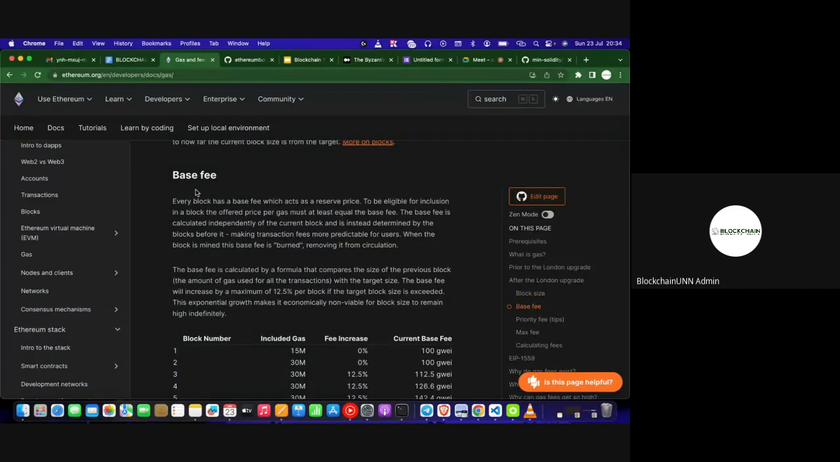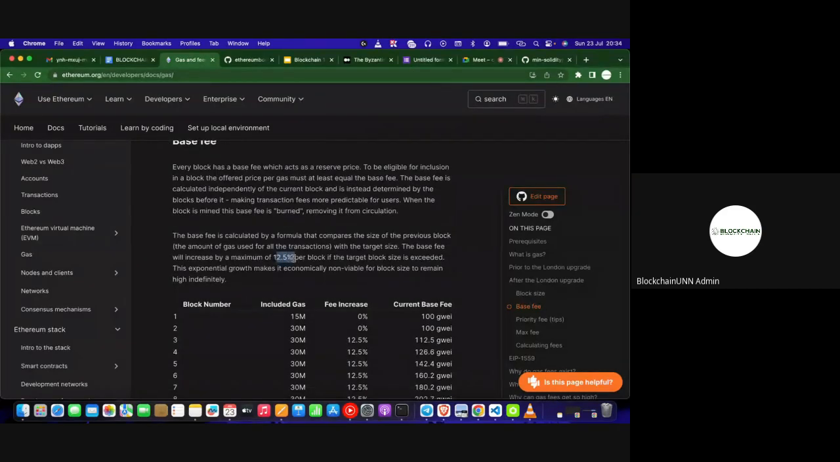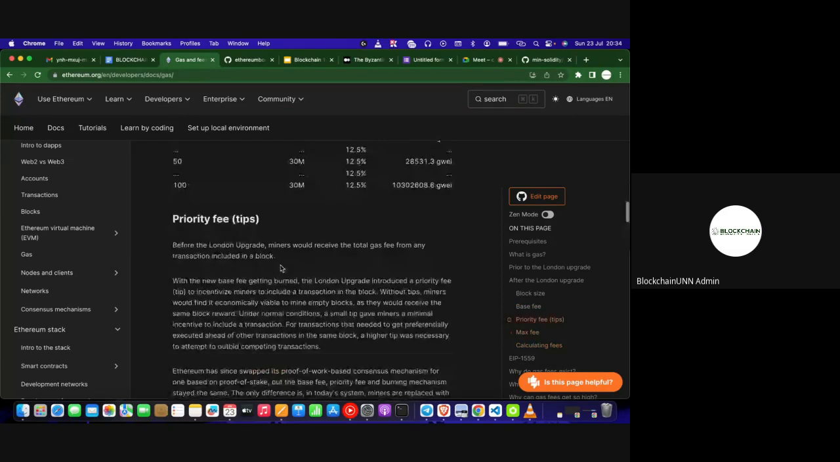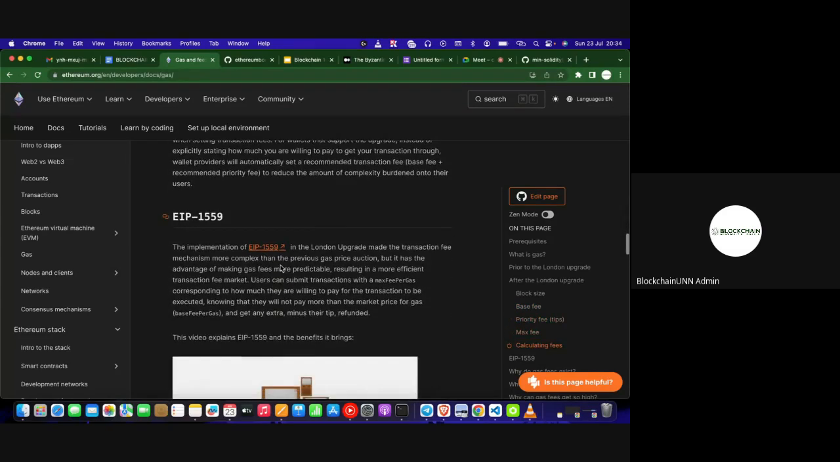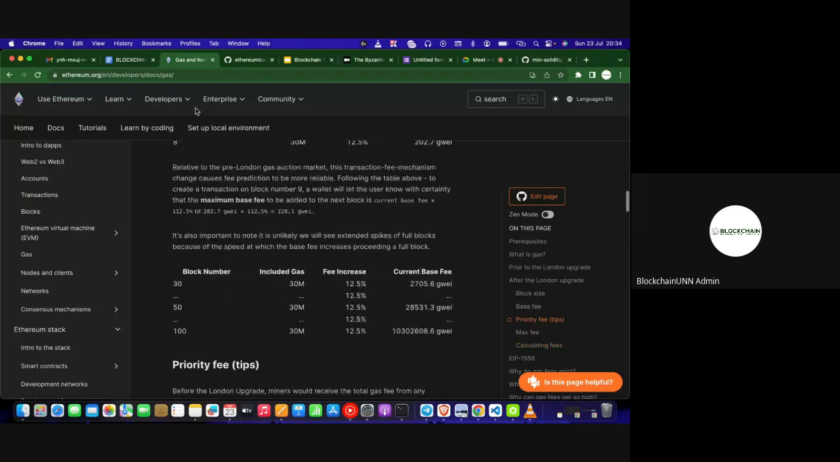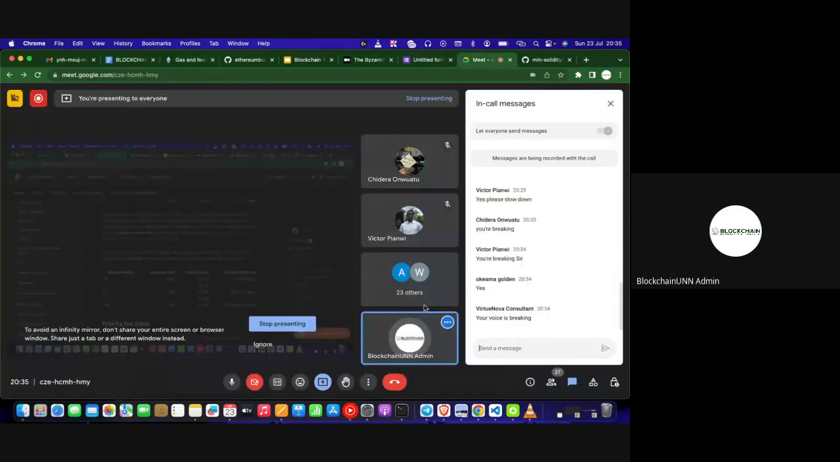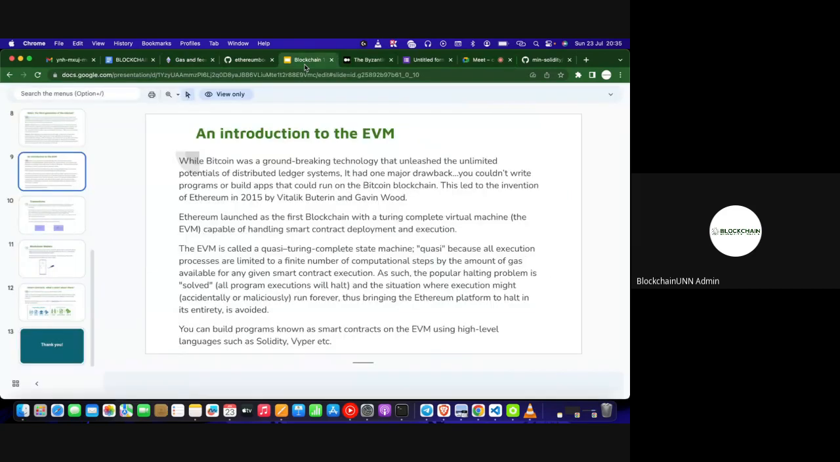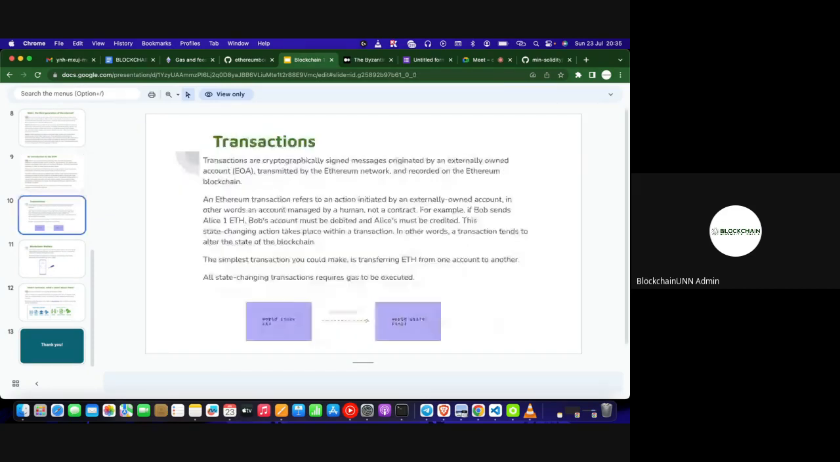So like I was explaining the base fee, the base fee for the next block will be increased by a maximum of 12.5%. Because of time, you can always go through this document. It goes a long way in explaining how Ethereum gas fees are calculated and should give you a better understanding of how things work within the ecosystem. In the meantime, we're going to head over to covering what transactions are and how transactions work.